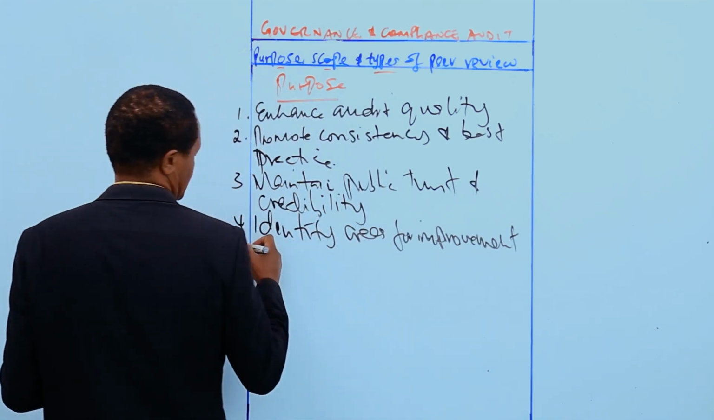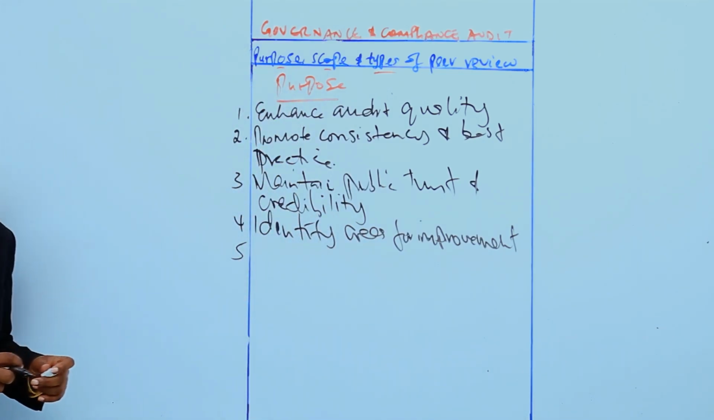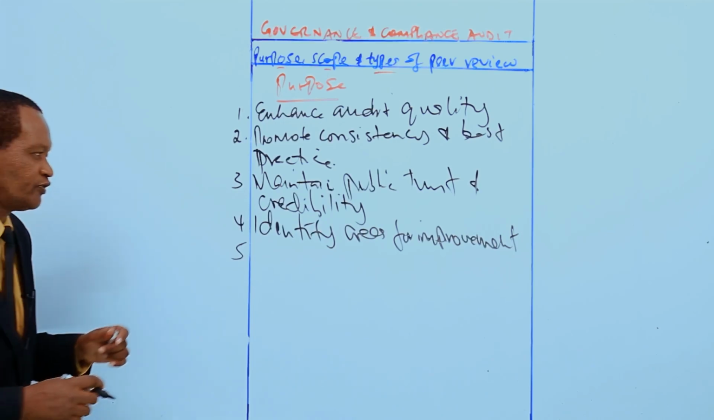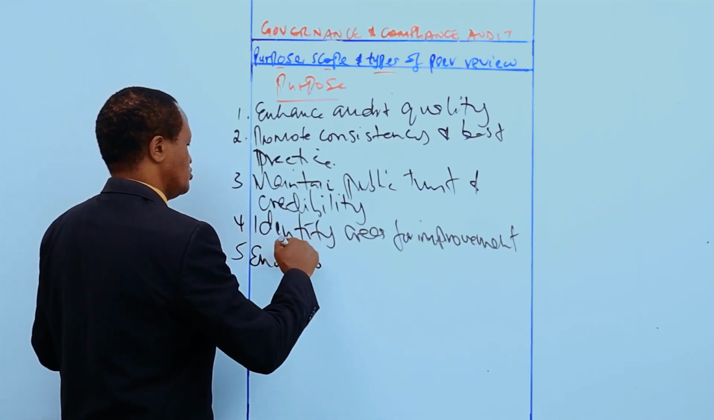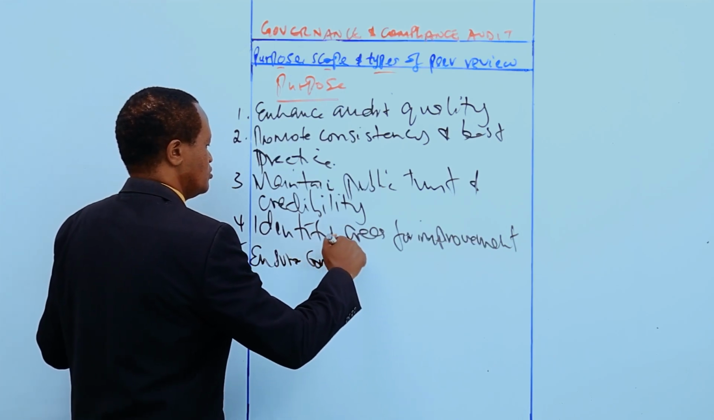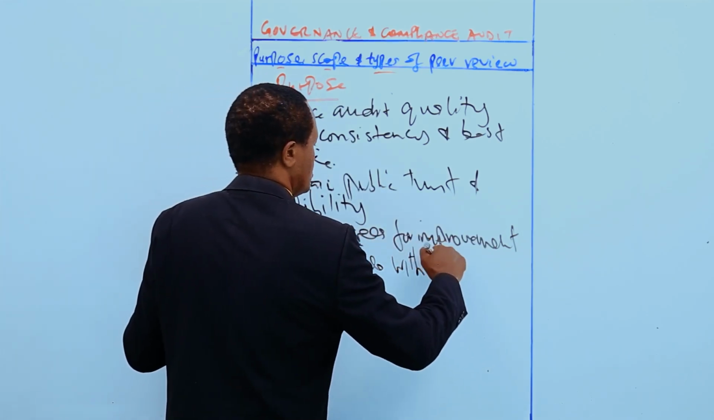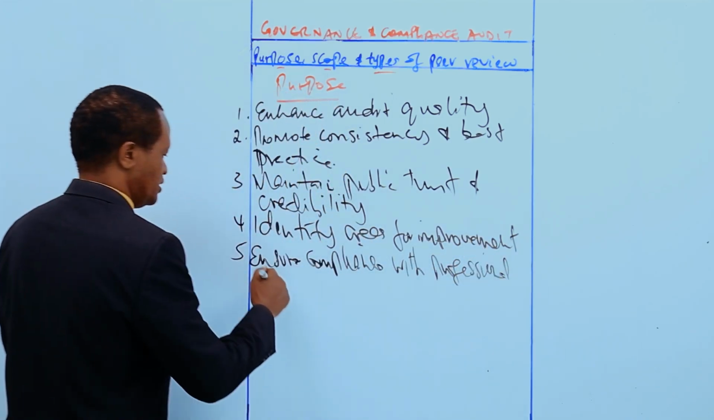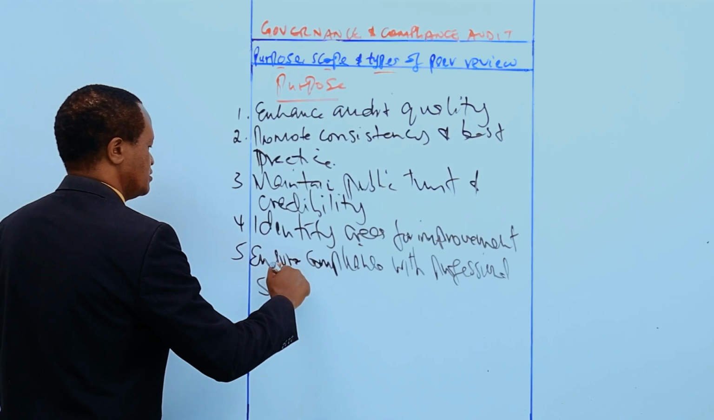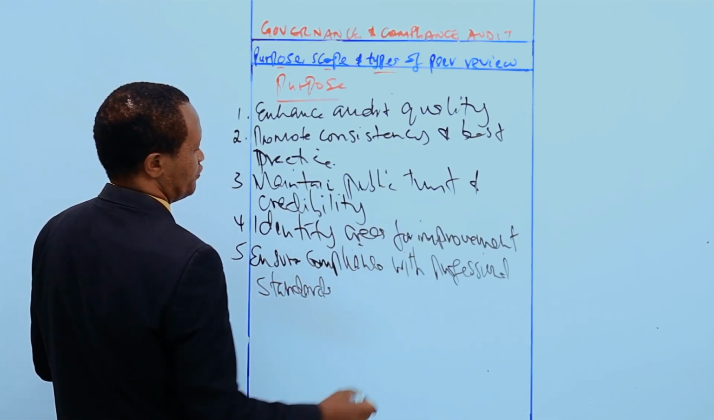The fifth purpose of auditing auditors is to ensure compliance with professional standards. Is to ensure compliance with professional standards.